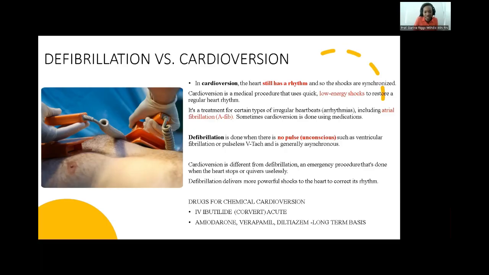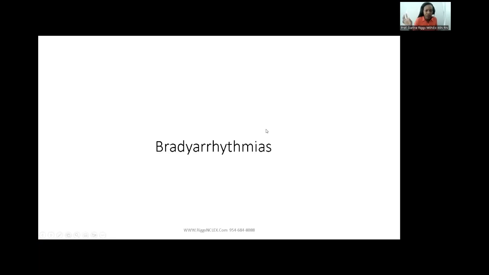Your first line defense is ibutylide, which is Corvert, but memorize ibutylide, please. Remember, you are always focusing on your generic names because NCLEX says they're more likely to give you the generic names, okay? They might do drug classification, but the generic name is what you should expect. Other drugs for long-term would be amiodarone, verapamil, diazepam, which we'll talk about in a moment. But first, we want to do ibutylide.